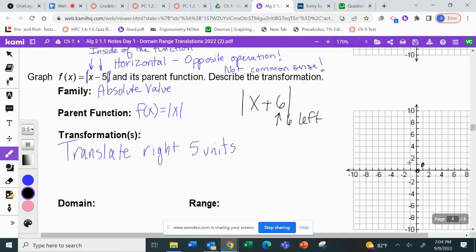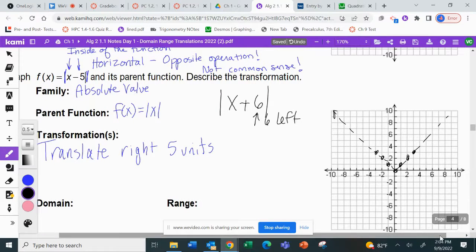Okay, here is my parent function I'm putting in black, and I am dashing it because it's not the real function, it's the parent. And then I'm going to take those points, and I like to start with the vertex, and I'm going to move it 5 to the right. 1, 2, 3, 4, 5. And I'm just going to graph that same pattern to the right. We have a new vertex. We have a very important vertex at 5, 0.